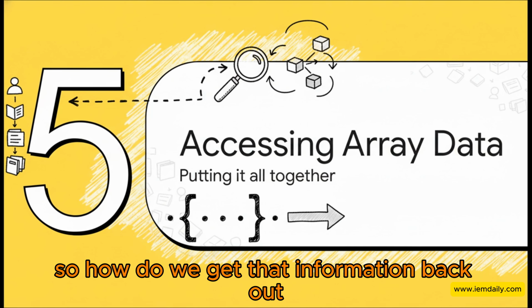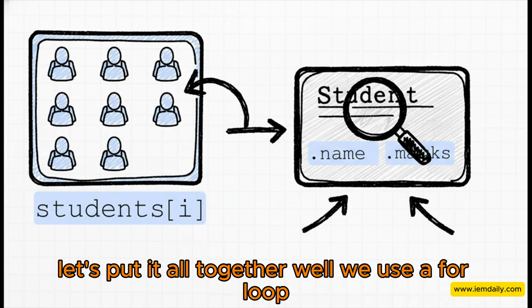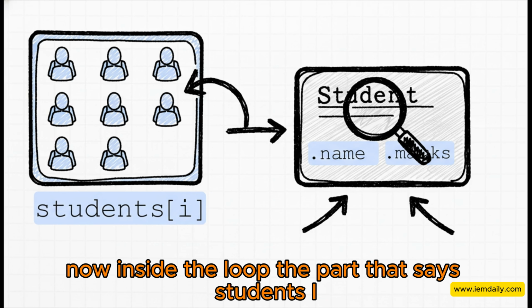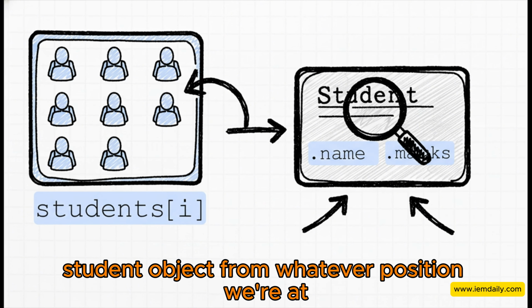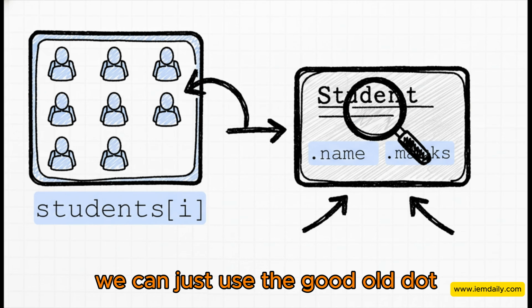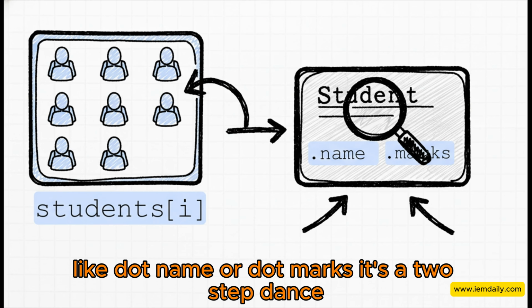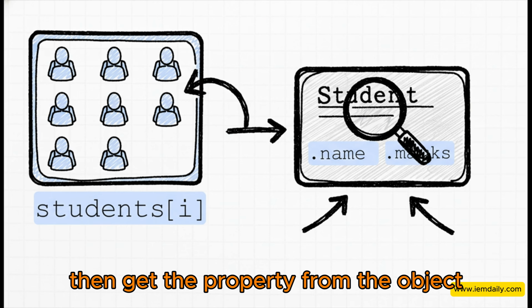So how do we get that information back out? Let's put it all together. Well, we use a for loop. And hey, look at that, we're using .length to be safe. Now, inside the loop, the part that says students[i] grabs the entire student object from whatever position we're at. Once we have that object, we can just use the good old dot operator to get its specific properties, like .name or .marks. It's a two-step dance. First, get the object from the array, then get the property from the object.